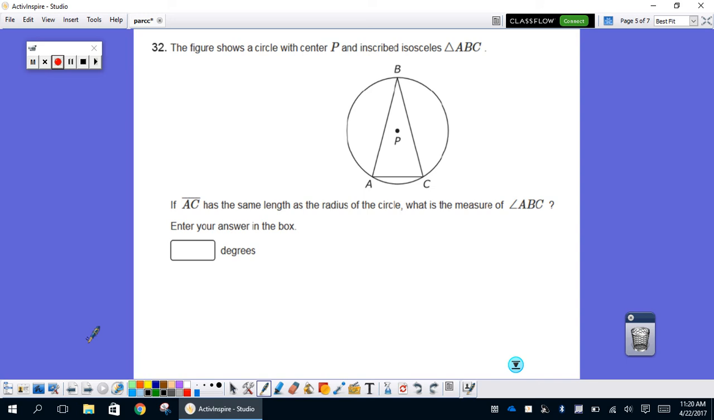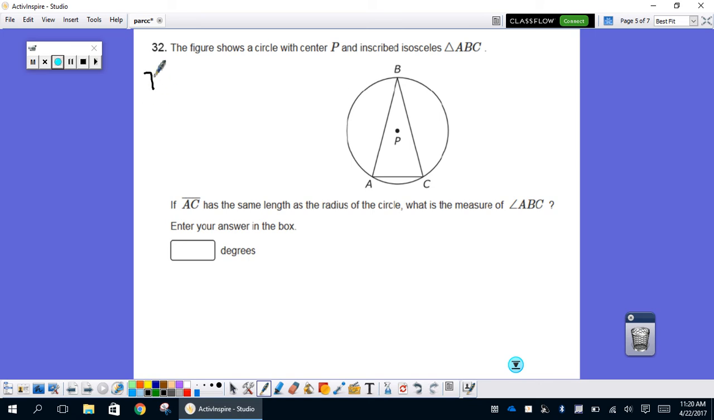Alright, moving on to 32. So 32, you have a circle. The figure shows circle P and an inscribed isosceles triangle ABC. So that means the triangle is in the circle. So if segment AC has the same length as the radius of the circle. So shout out to Mr. Rankin, he also helped with this problem.